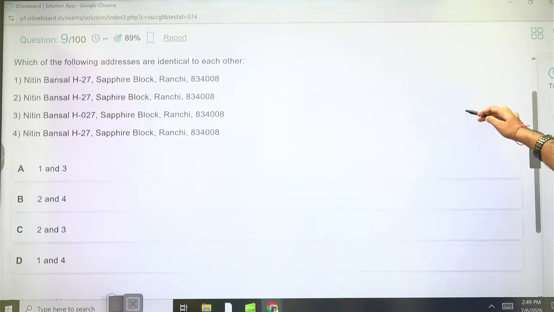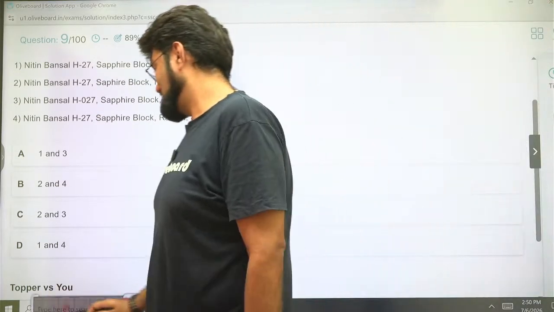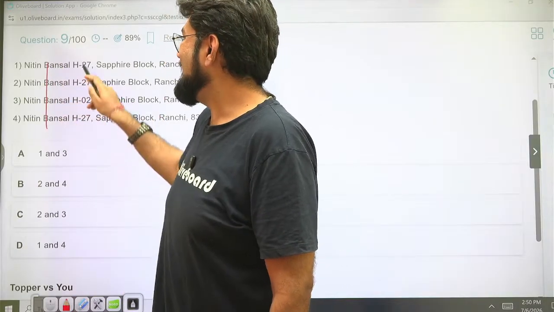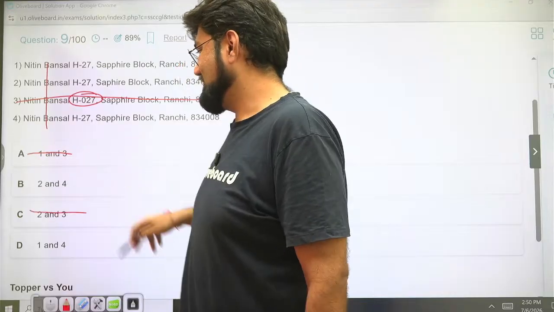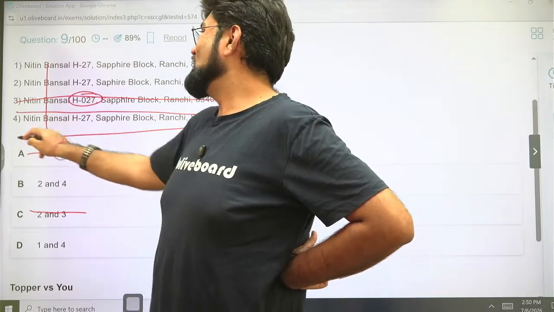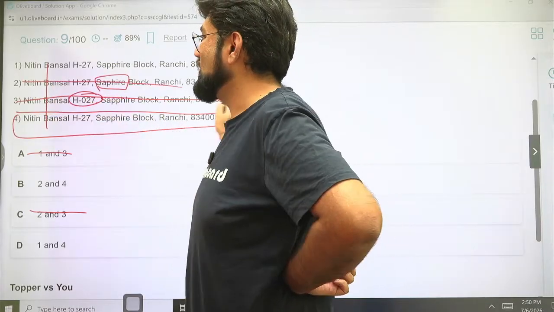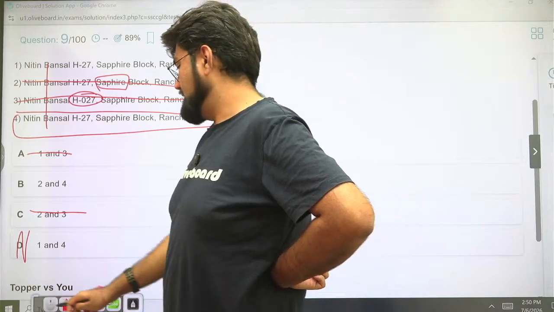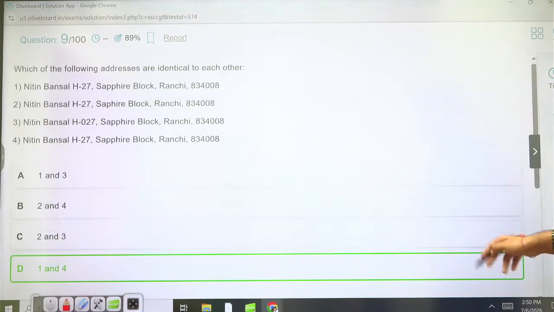Okay. Which of the following addresses are identical to each other? Vertical observations. So we see that Nitin Bansal is the same everywhere. Okay. H27, H027. So this is gone. So 3 is not similar to anything. 2 and 4, 1 and 4. So everything has to be similar to 4 now. Okay. Next is sapphire block. The spelling of sapphire is different here. So 2 is out. So 1 and 4 are the only correct options which are absolutely identical. Right? Always check vertical in these cases. 32 seconds. Next.